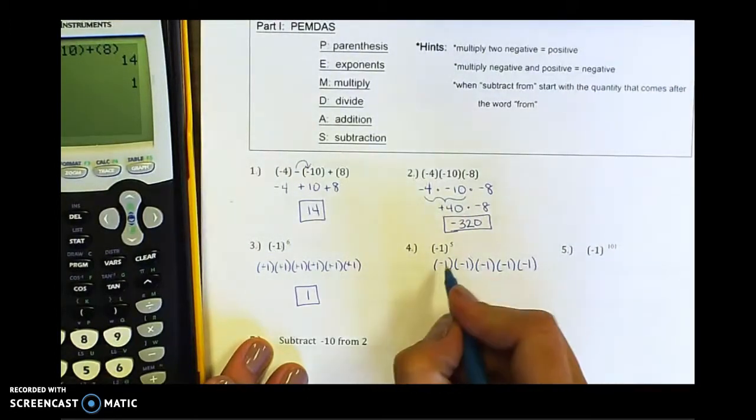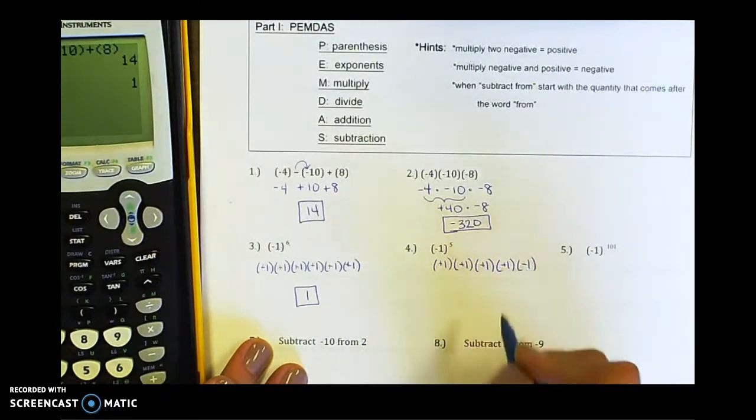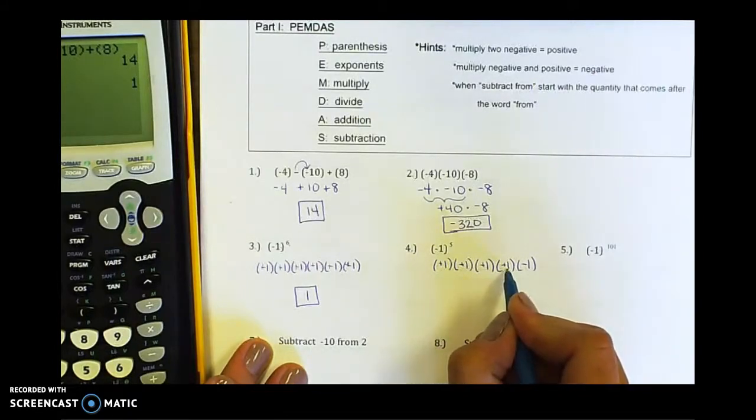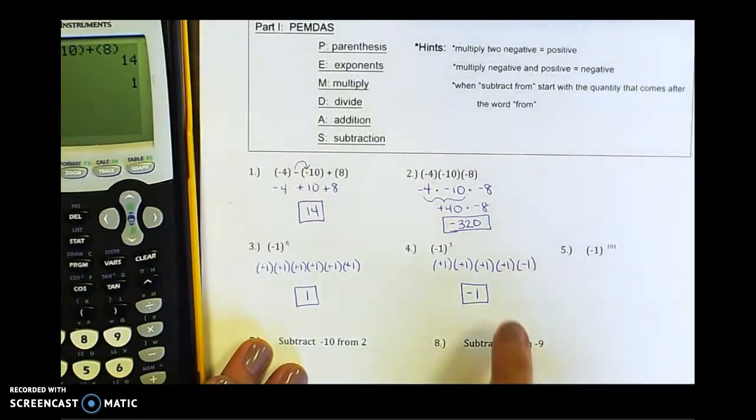Now we have negative, negative, these become positive. Negative, negative, these become positive, but there's still one negative there at the end. So 1 times 1 times 1 times 1 is 1, times -1 is -1. So let's take a look.